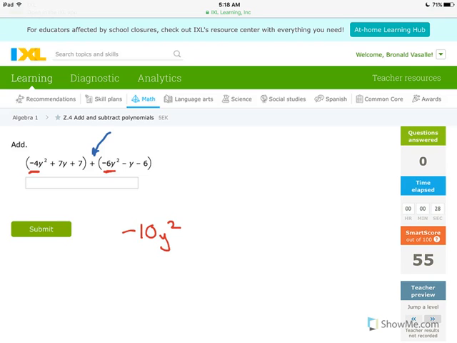And for the y's, we have 7 y's, take away a y. So that's going to be positive 6y. And for the constants, we have 7 minus 6. So 7 take away 6, that should get us positive 1. And that's going to be your answer.